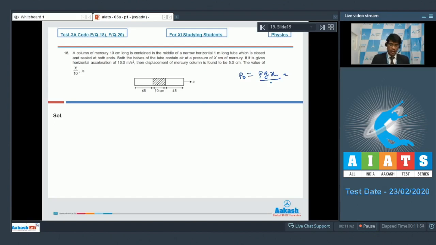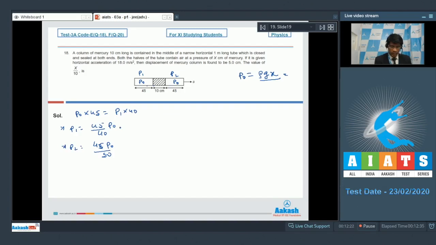Now let this part have the initial pressure P0, this part also having the pressure P0, this part having the pressure P1 once it is accelerating, and this part having the pressure P2. So I would say P0 into volume, initially proportional to its length, would be 45, must be equal to P1 into, this section having shifted by 5 centimeter, 40. So P1 is equal to 45 divided by 40 into P0. Similarly for this segment, P2 will be 45 P0 divided by 50.